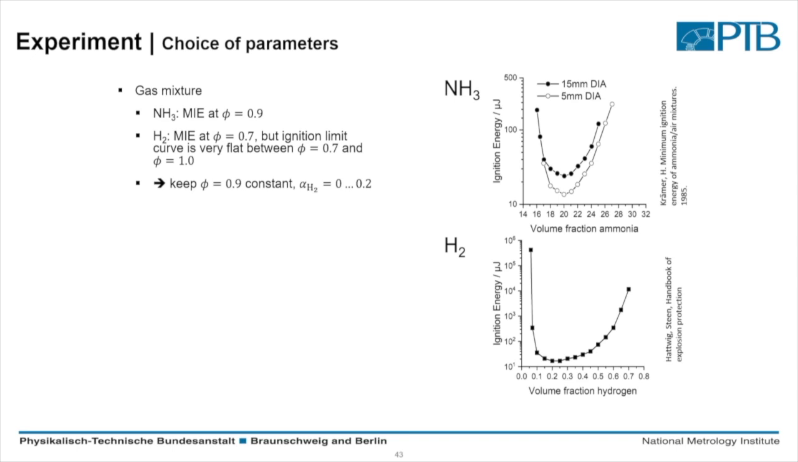For hydrogen, this is a little bit broader here. Minimum ignition energy is at phi equal 0.7, but it's, as I've said, very broad, so we keep phi constant for all further experiments, and we add hydrogen from 0 to 20% to the system.